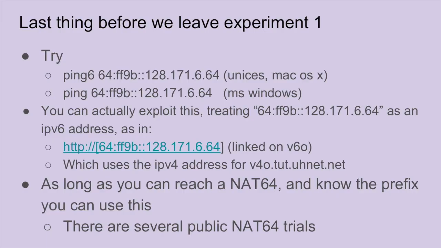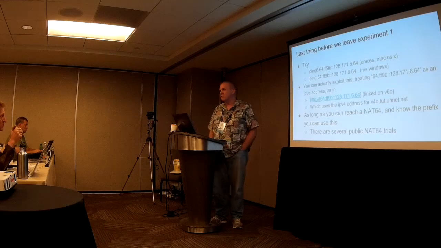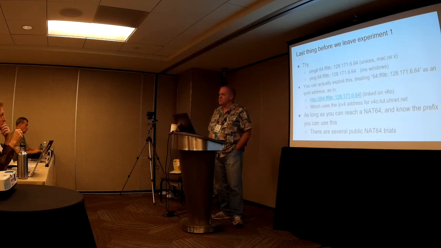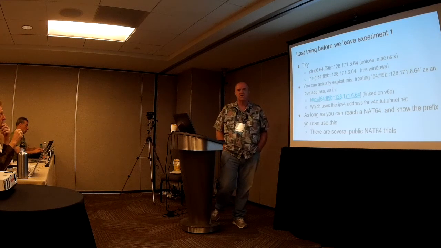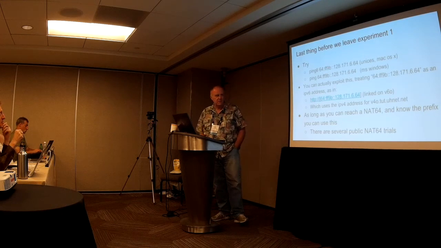So, last thing to try before we leave experiment 1 is to ping 64:FF9B. That's wrong. Look at the typos. 64:FF9B:: and then you can just type a dotted quad after it, like a V4 address. Even though, since I turned it off, DNS64 is no longer synthesizing addresses for you, you can still reach the NAT64 by V6. You can translate through it by hand.